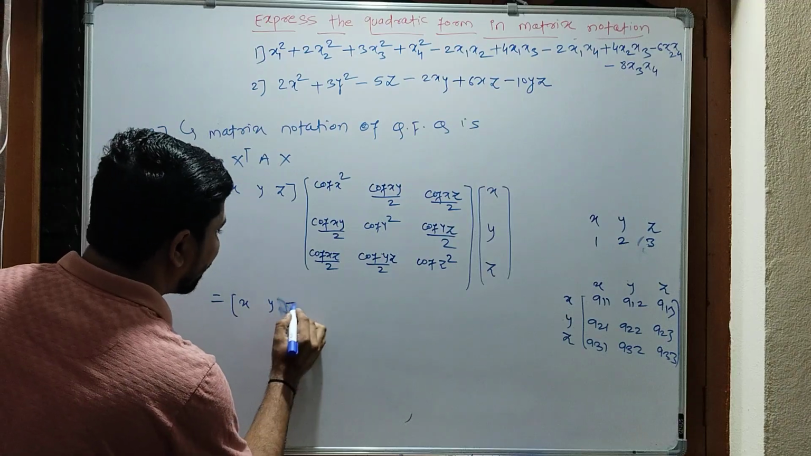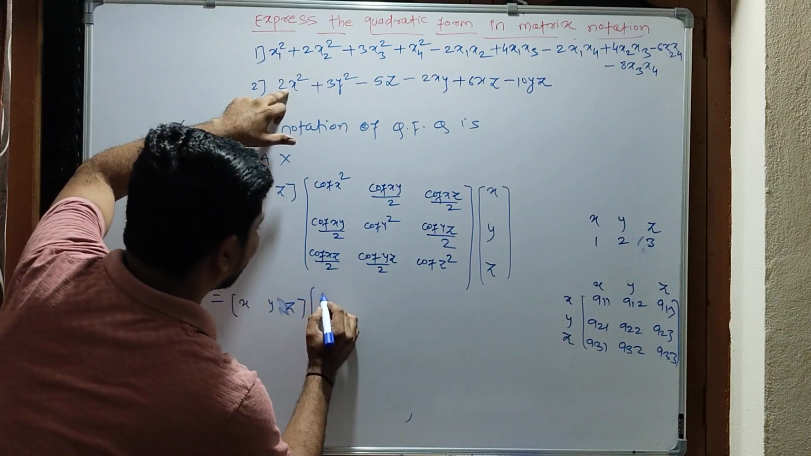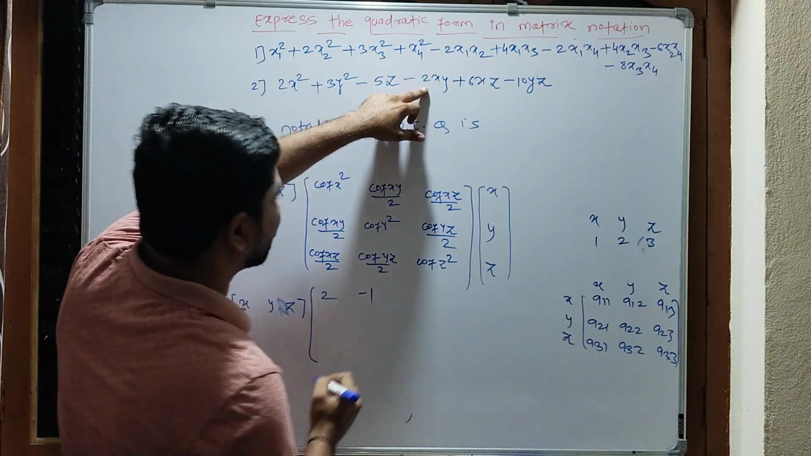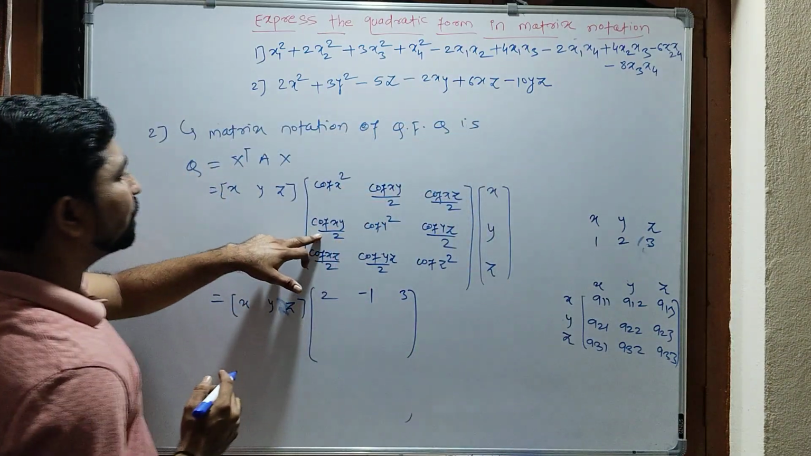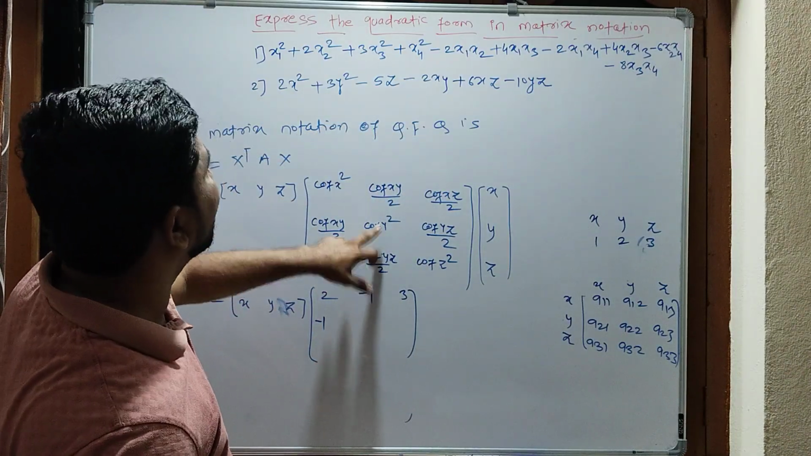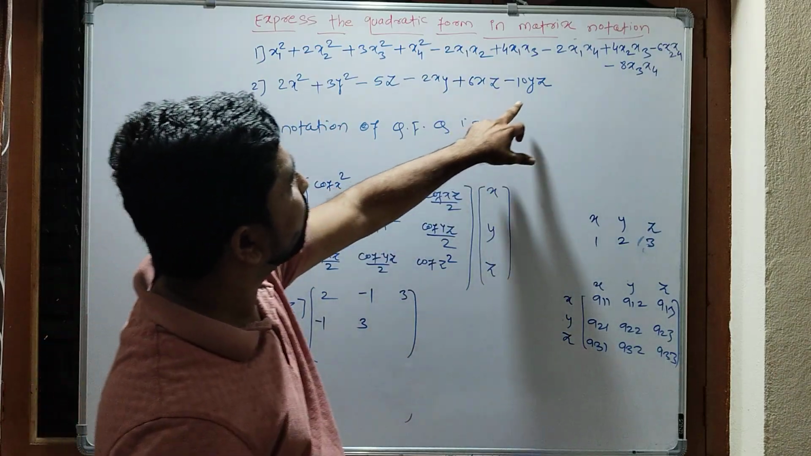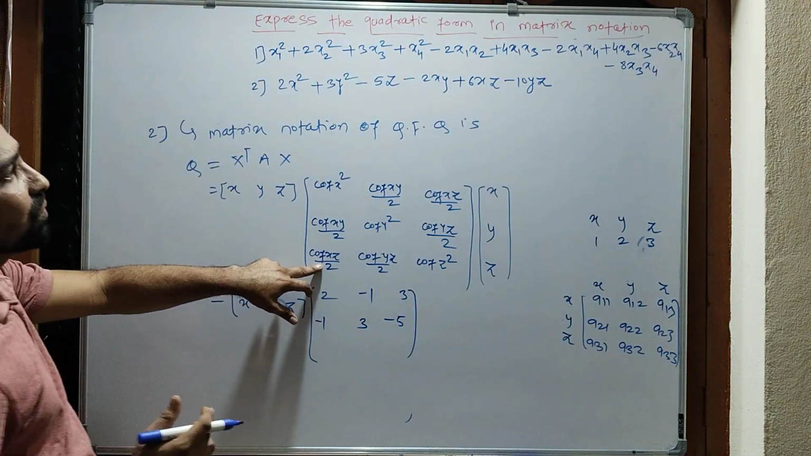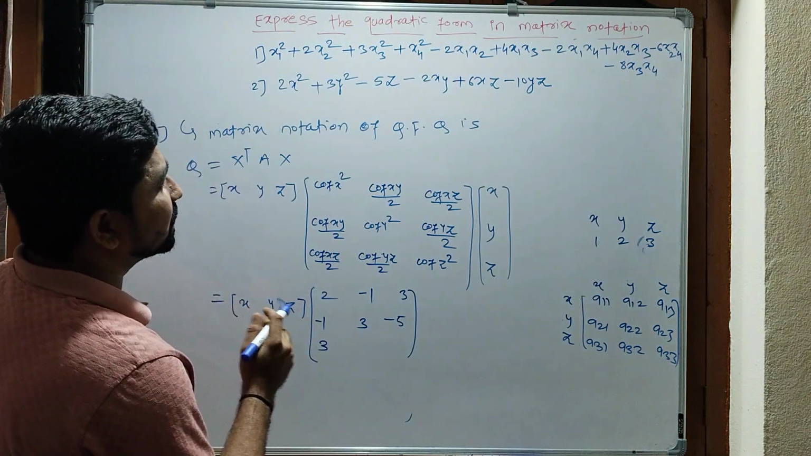and x y z, and here now write the matrix. Here the coefficient of x square 2, the coefficient of xy minus 2 by 2, that is minus 1, the coefficient of xz 6 by 2, that is 3. Here the coefficient of xy minus 2, that is minus 1, the coefficient of y square, that is 3, the coefficient of yz is minus 10 divided by 2, that is minus 5, the coefficient of xz, that is 6 by 2, that is 3.